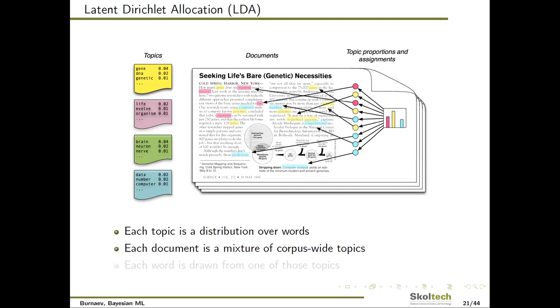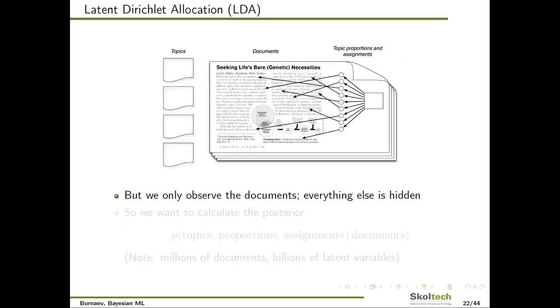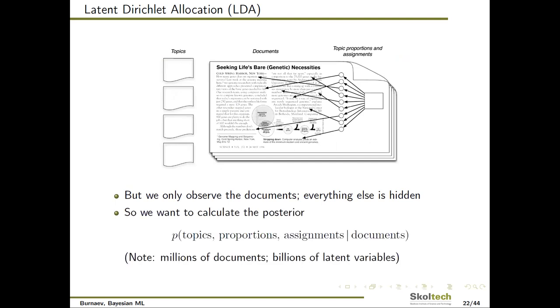So each document is actually a mixture of topics. We can assume that to generate each new word, we take it from the bag related to its topic. The problem is that we observe only the documents. We don't know the topics beforehand, so we somehow infer them. They're hidden, in the sense that they are latent variables.